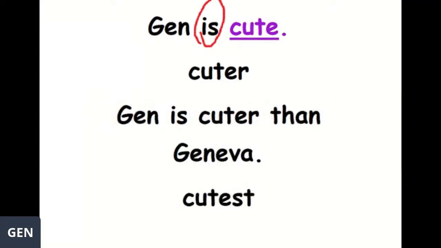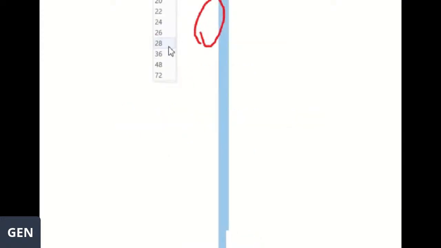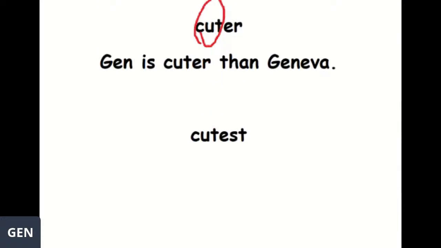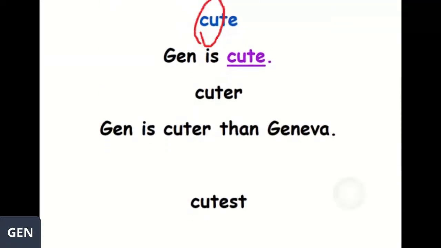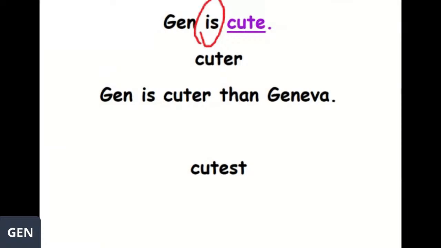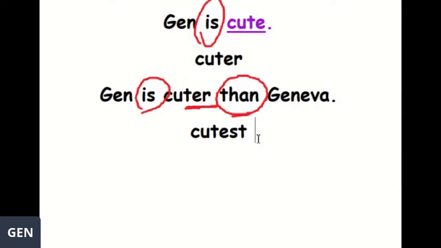Okay, so my sentence there is, I'm sorry, I'm going to make it smaller so that you can see everything there. Okay, that's it. So cute: Jen is cute. Cuter: Jen is cuter than Geneva. Take note, your hint there is this one, and you have to put than and then this one. And finish. Your sentence is done, and it's very easy.